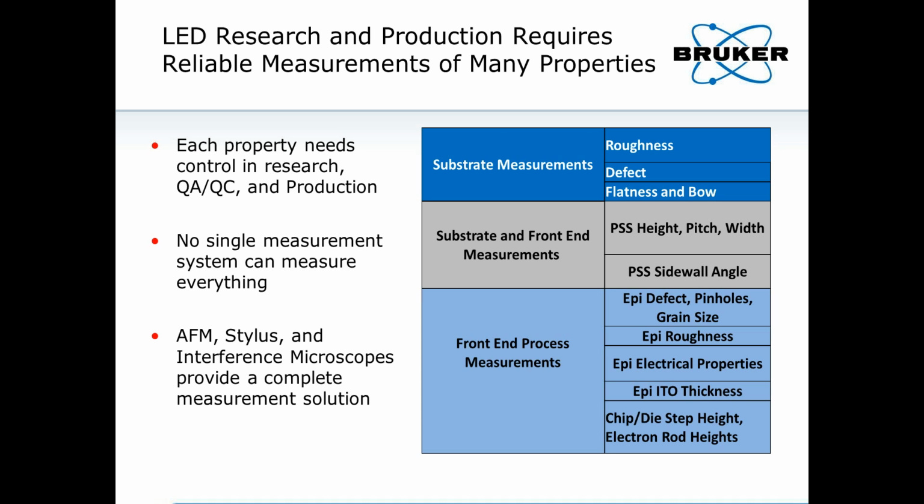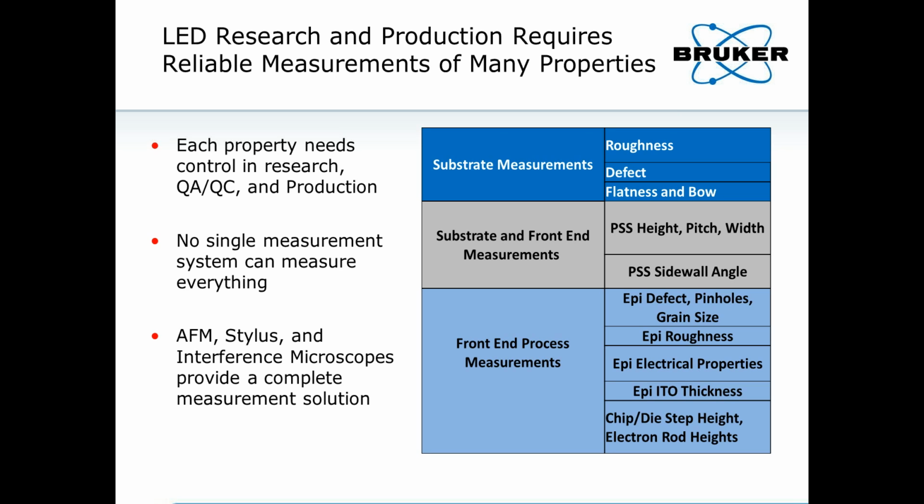There are front-end process measurements for epi defects, pinholes, grain sizes, roughness, electrical properties, film thicknesses, and chip and die step heights or electrode heights. All of these things are subjects of intense metrology along the way through the LED manufacturing process. And each of these properties needs control, all the way from research and QA/QC through production.